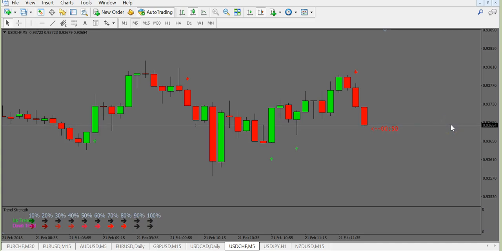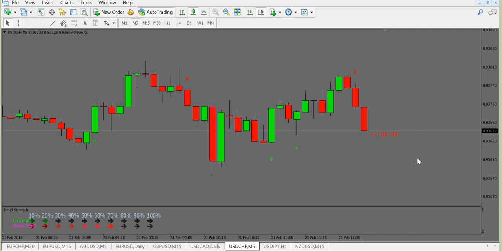Hello guys, we are trading again with the Binary Trinax indicator. You see, currently we have one signal. It is on the M5 time frame, but I do not recommend M5 so much.